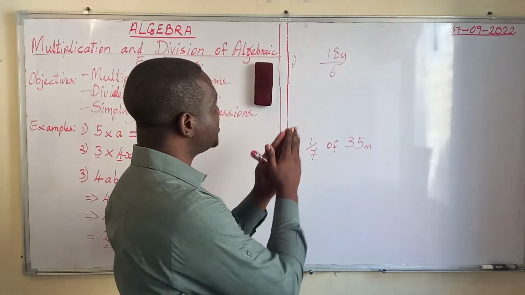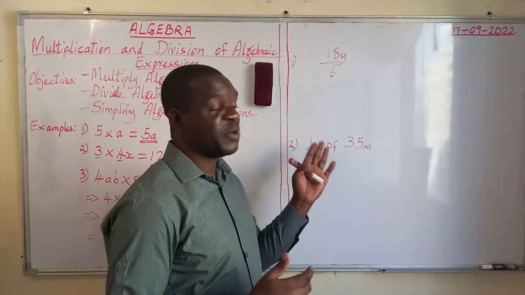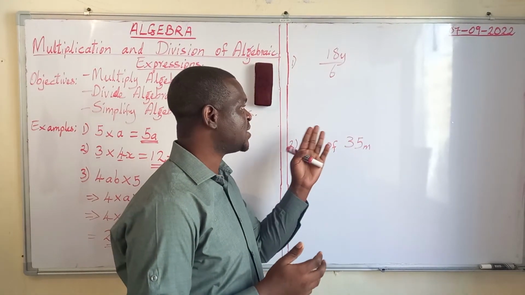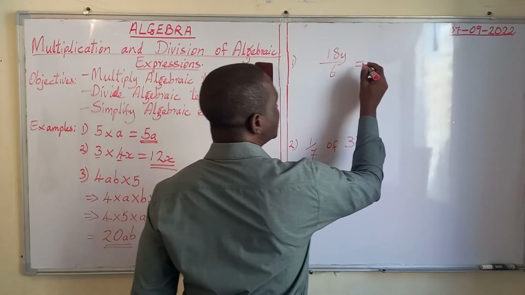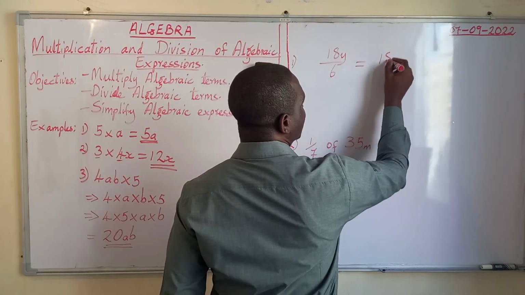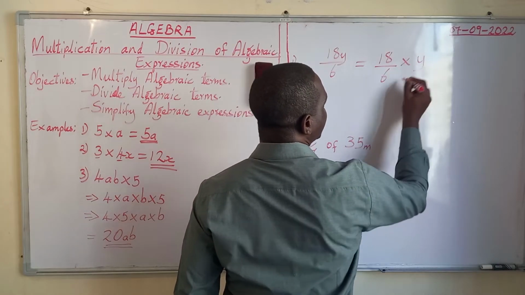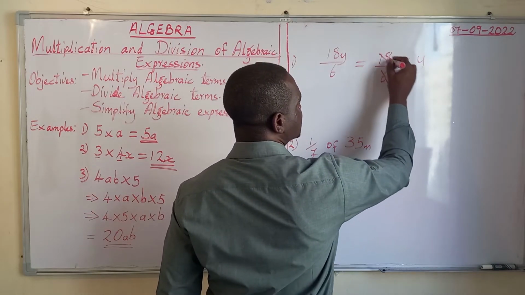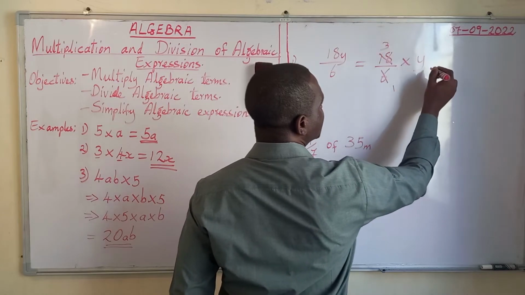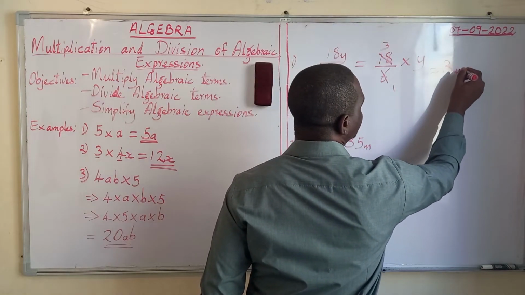If you have a question on division or multiplication of algebraic expressions as such, what do you do? The first thing is you can rewrite it as 18 all over 6 times y. 6 divides itself once, and 6 into 18 3 times. And our answer will be equal to 3y.